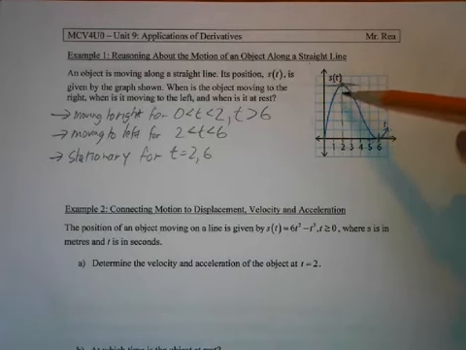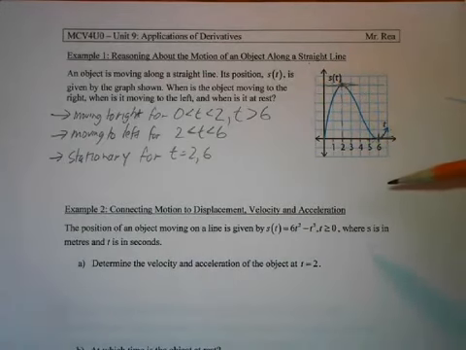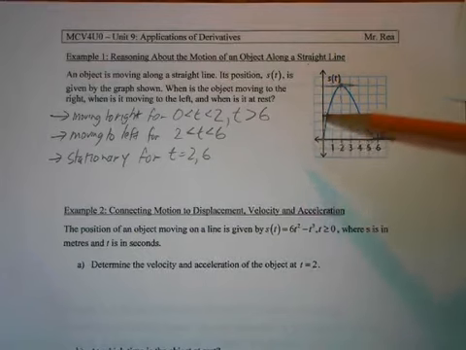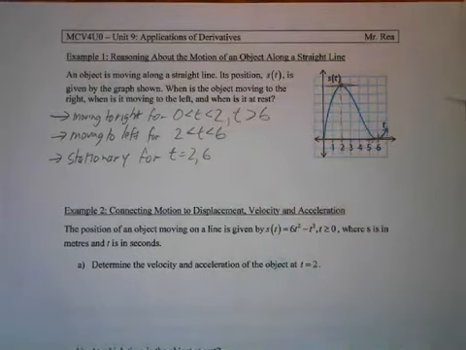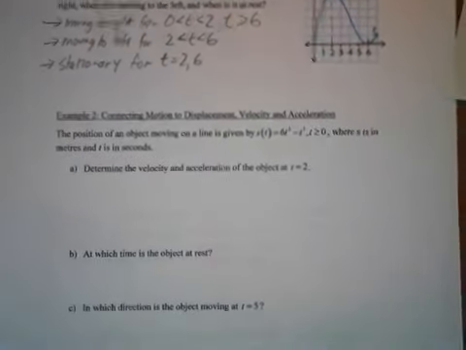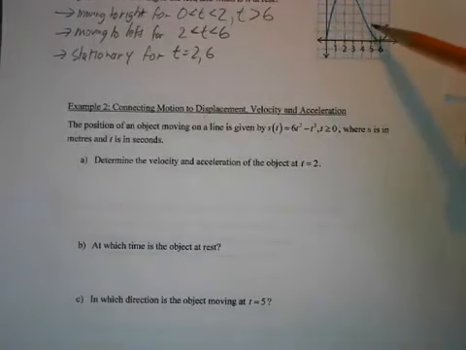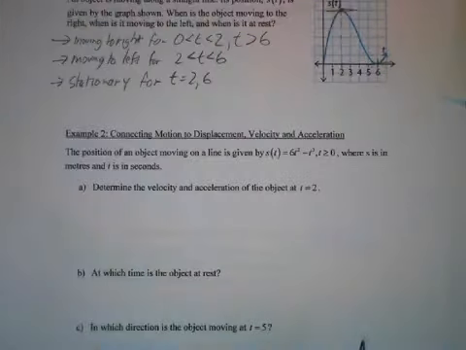Okay, so that's how you would interpret the graph. You could take the derivative of s of t, get v of t, and look at it from that perspective, but you don't need to take the derivative. You can tell by the graph what's going on.